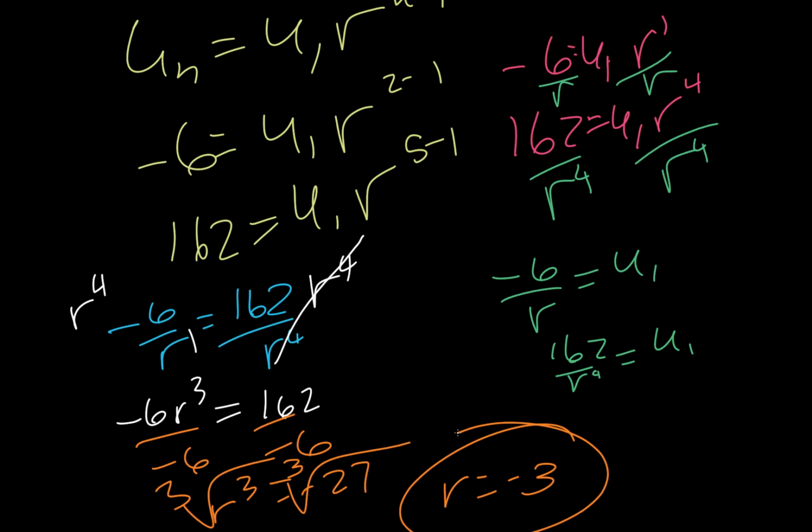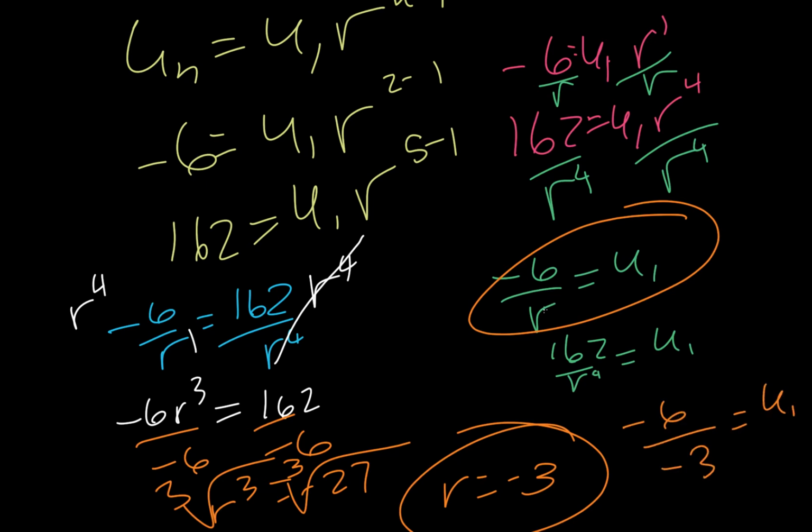So we're trying to find the general term. So we found our r, so we still need to find our u_1. So I'm going to come up here and plug it in. So negative 6 over negative 3 equals u_1. I just plugged in a negative 3 for this r. Negatives would cancel, and 6 divided by 3 is 2.